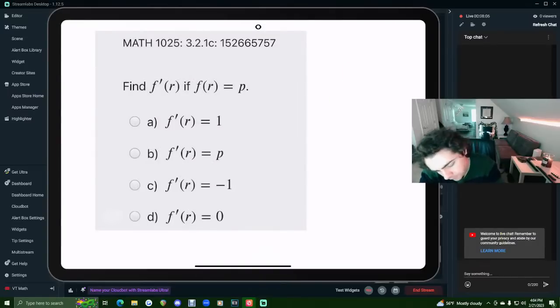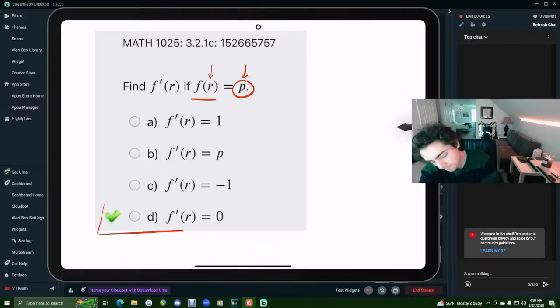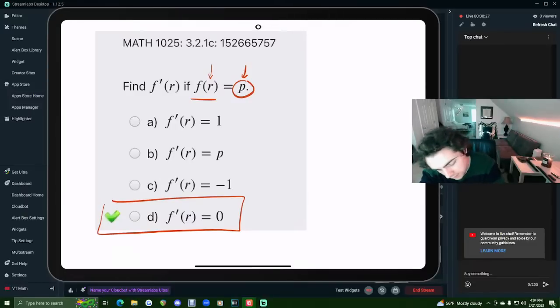Let's do one more. Here we also have p. We have a variable, but the input variable for this function is r because it's f of r. And so if we do not see an r in this function, then really p is just another constant, and the derivative of any constant is 0. And so you'll notice that if these variables don't match up, then the derivative is just going to be 0.